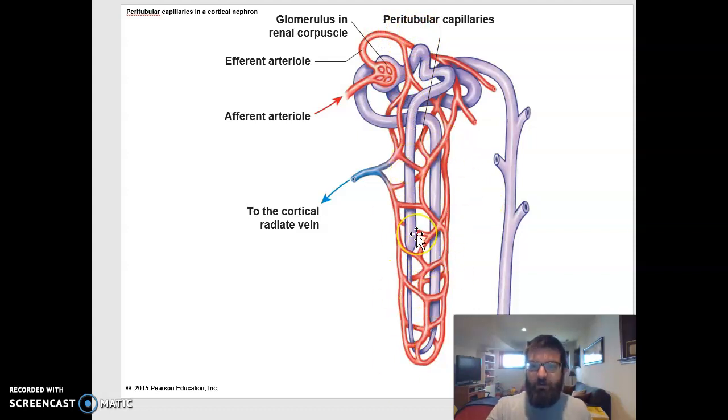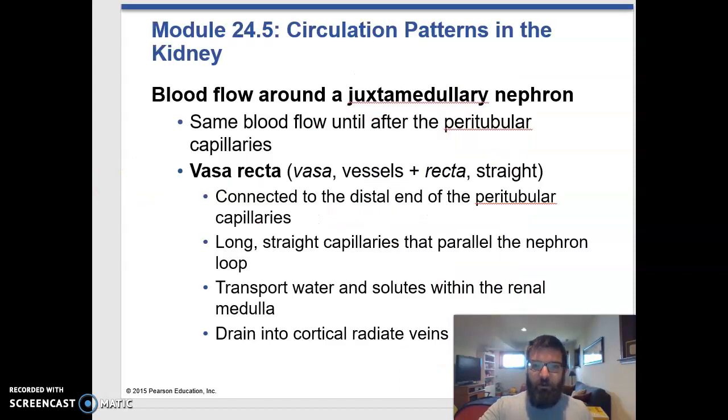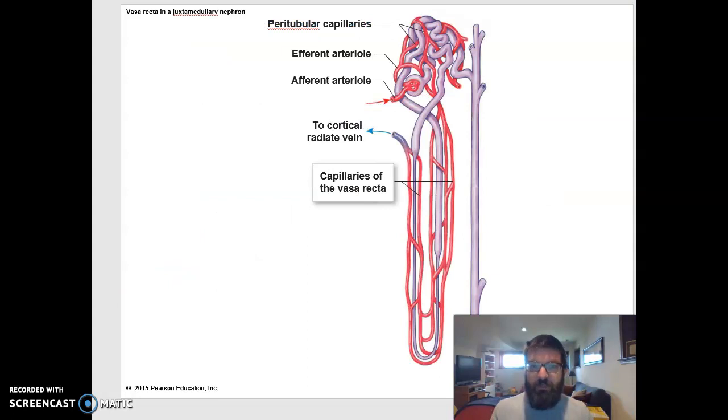Now, most of these capillaries are called peritubular capillaries because they go around the tubules and they exchange with the tubules, right? And that's how we modify what is in the filtrate before it goes on to become urine. But some of them are also called vasorecta. Now, vasorecta are connected to the peritubular capillaries, but they go lower. And you find them specifically in juxtamedullary nephrons.